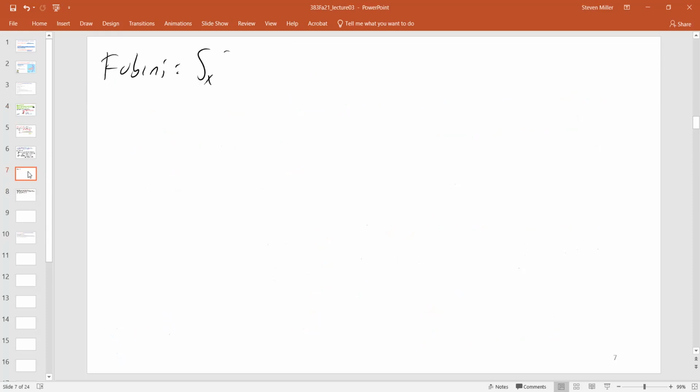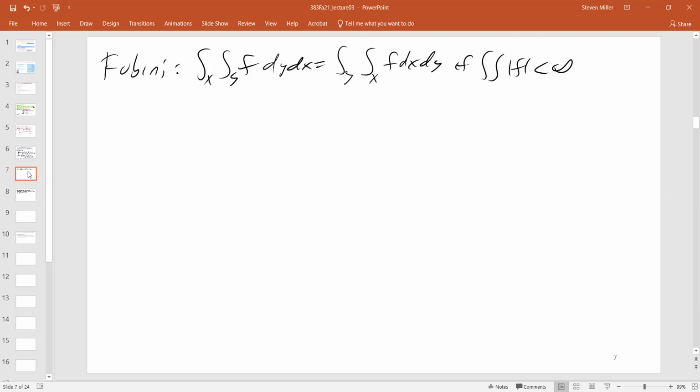The integral over x, the integral over y of f, dy dx equals the integral over y, the integral over x, f dx dy, if the integral of the absolute value of f is finite. If the integral is not finite, you cannot always interchange orders. One of my favorite examples is, in the interest of time, I will not draw everything. And rather than doing a continuous example, I'll do a discrete example.